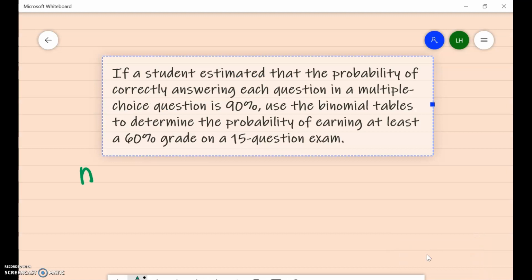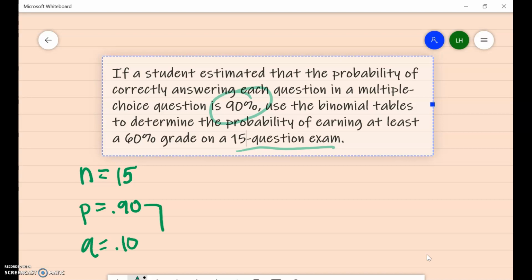So N here is, well, it's a 15 question quiz. So we have 15 questions. The probability of success is 0.90. Now, Q would be 0.10 because these have to add up to 1. But when you're using the table, you don't have to know Q. But I'm going to leave it up there.